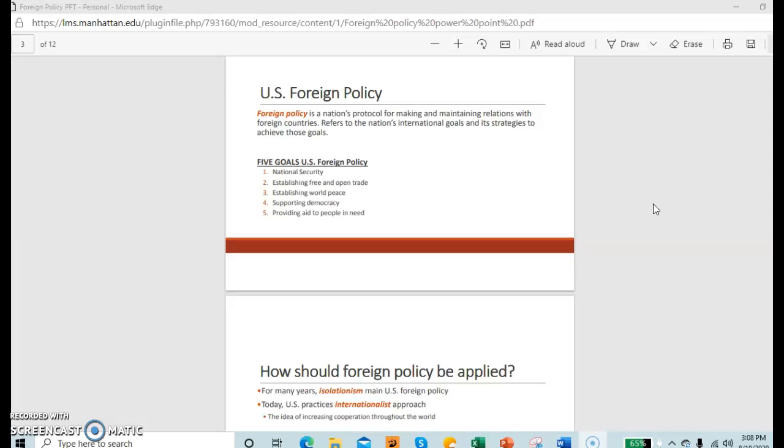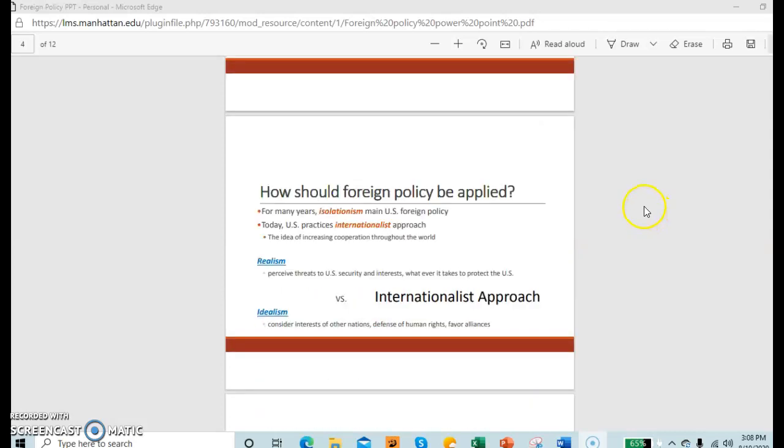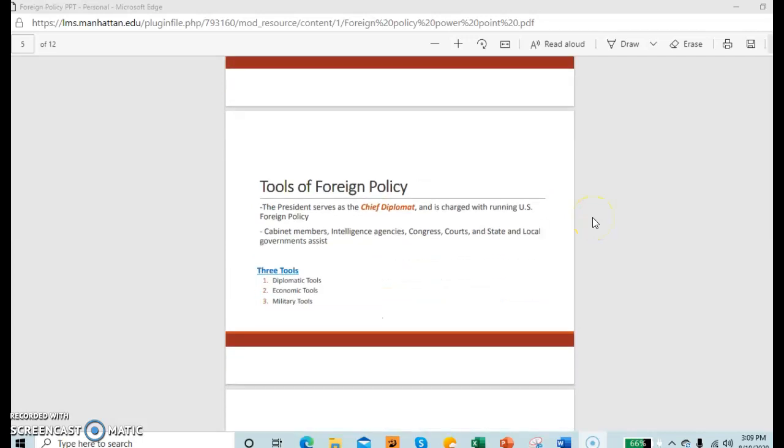And then fifthly, providing aid to people in need in terms of humanitarian aid and intervention. How is U.S. foreign policy applied? Very broadly, you have the isolationist school, which is more introspective, more introverted, in the context that the isolationist school wants the U.S. to abandon all international engagements, to focus only on domestic affairs. And then there's the opposite school, which is the internationalist school, which takes a position that the U.S. has to be engaged in international affairs.